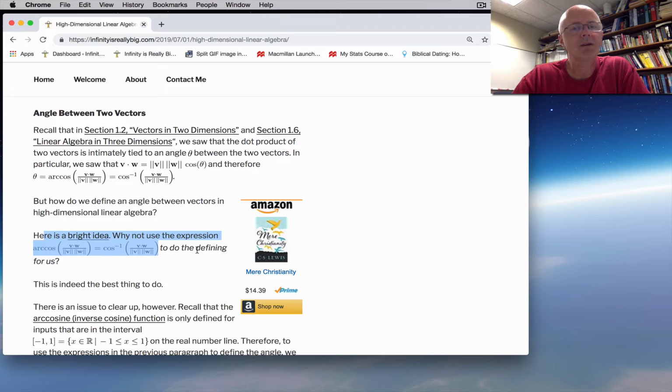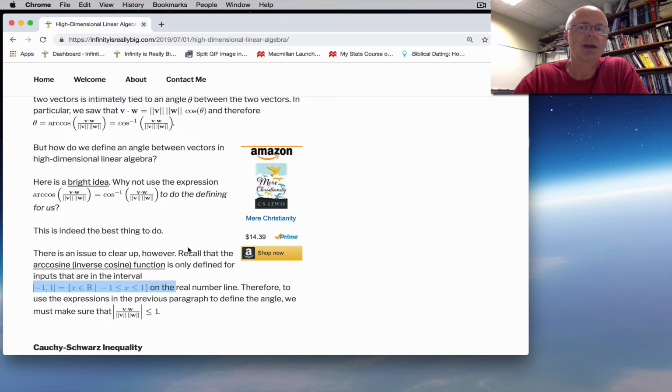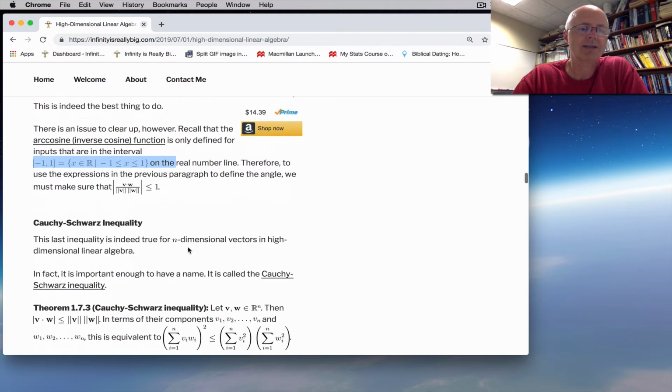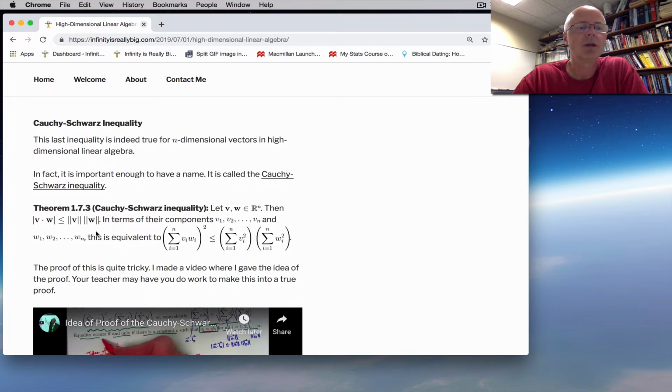However, there is an issue to clear up if you do that. You need to know that the input of this function, the arc cosine function, which is also called the inverse cosine function, is between -1 and 1. Okay, that is the domain of that function. So you need to know v dot w divided by the length of v times the length of w is between -1 and 1. And that is true. And it's an important enough fact that it's got a name. It's called the Cauchy-Schwarz inequality, essentially saying this inequality is true, which is equivalent to this inequality.